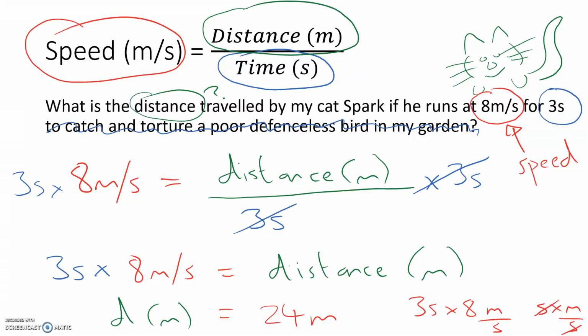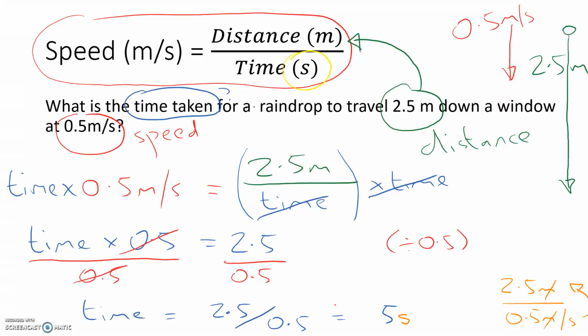We then looked at a question that was even trickier because we had to do a couple of steps in our rearranging to get time equals something. And we decided that time was distance divided by speed. Did I say that right? Yeah, that's right. Time was the distance divided by the speed.